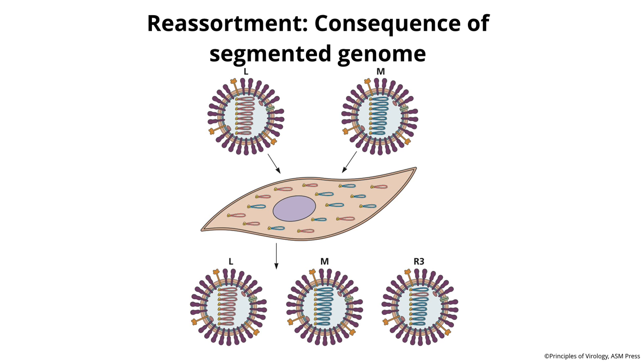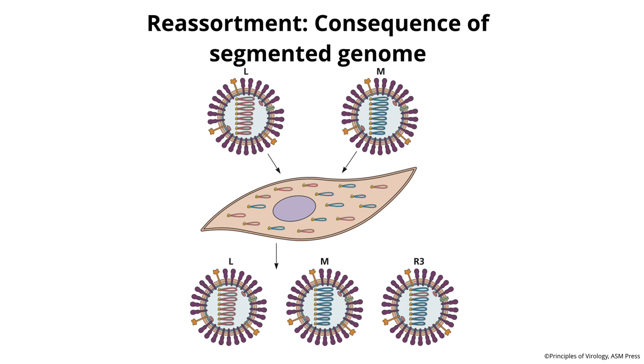Now, when you have a segmented genome, this is very neat because you can do something that other viruses, viruses that have a single genome of RNA, cannot: you can do something called reassortment. And influenza viruses are the masters of reassortment. Here we have two influenza viruses. They're labeled L and M. You see L has a red RNA and M has a blue one. And these are co-infecting a cell, and all the RNAs are mixed from both viruses.